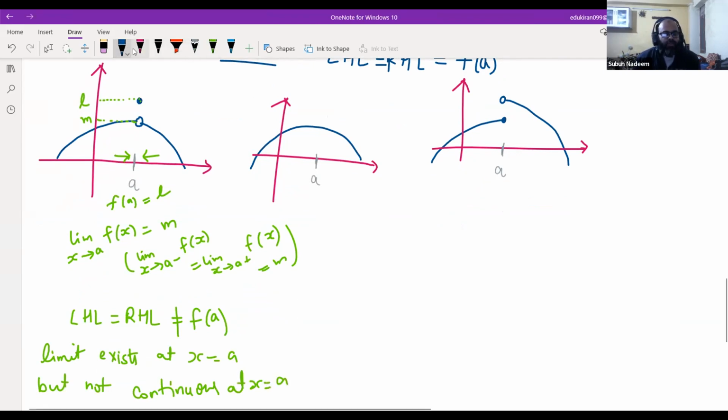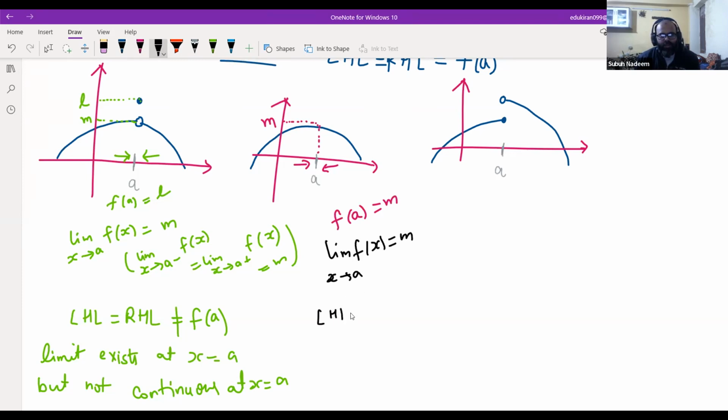Now I'm moving to the second graph. In the second graph, if you approach A from the left side or from the right side, you will get the same value, M. And if you get the value at A, that is also M. And limit x approaching A f(x) is also M. So here left hand limit is equal to right hand limit is equal to value of the function at the point A, and all are the same, M. So limit exists also at x is equal to A and continuous also. That is, you don't have to lift the pen.